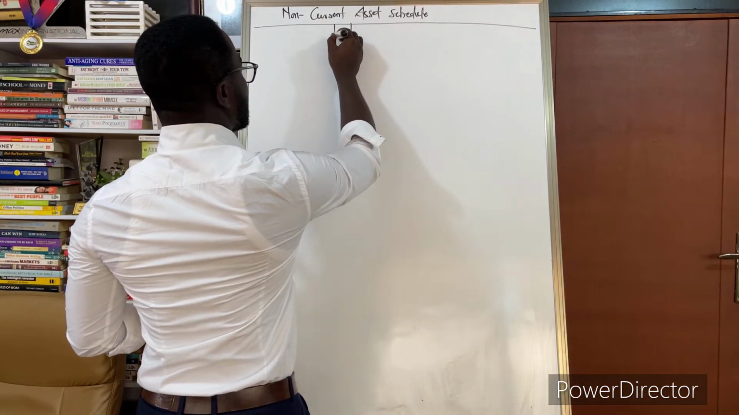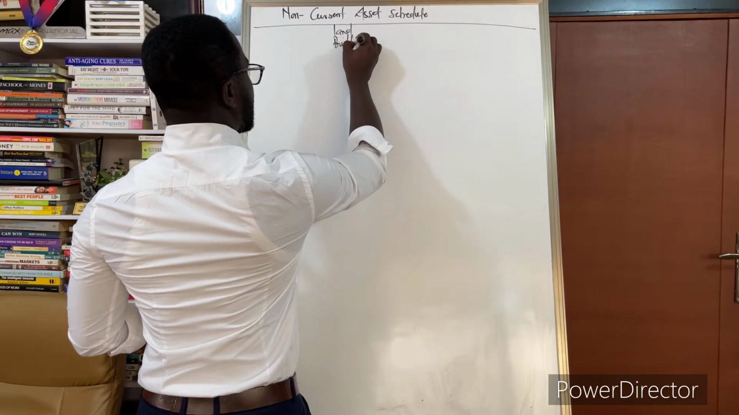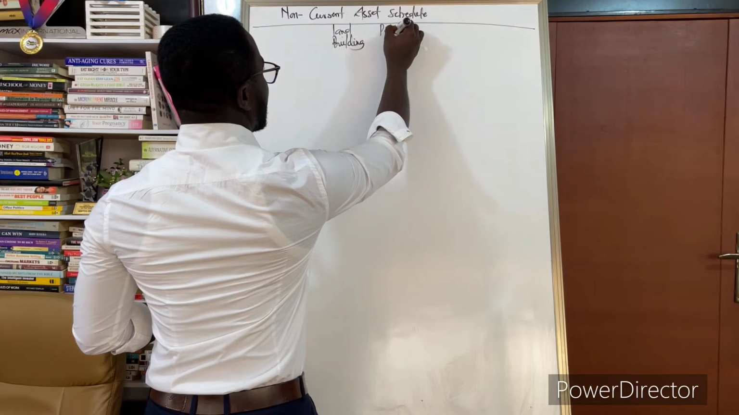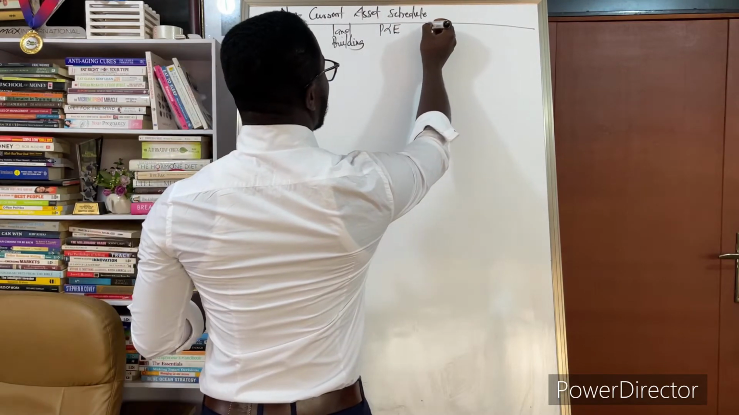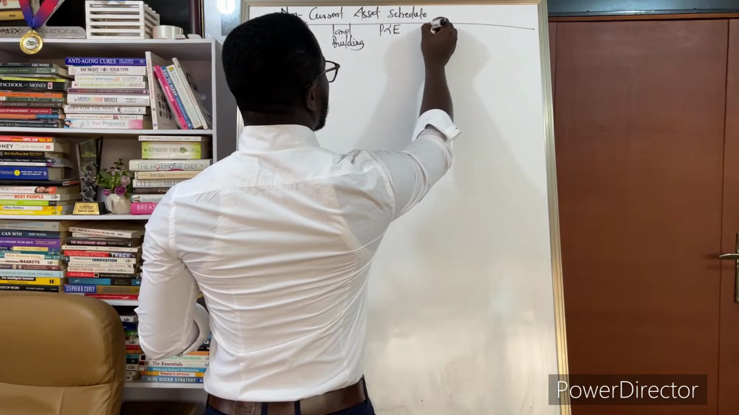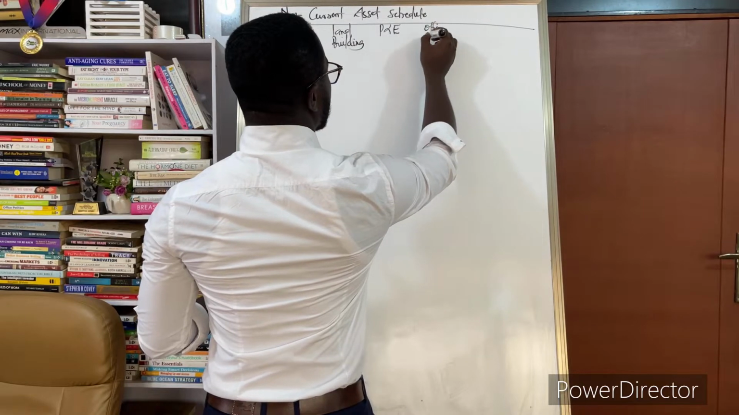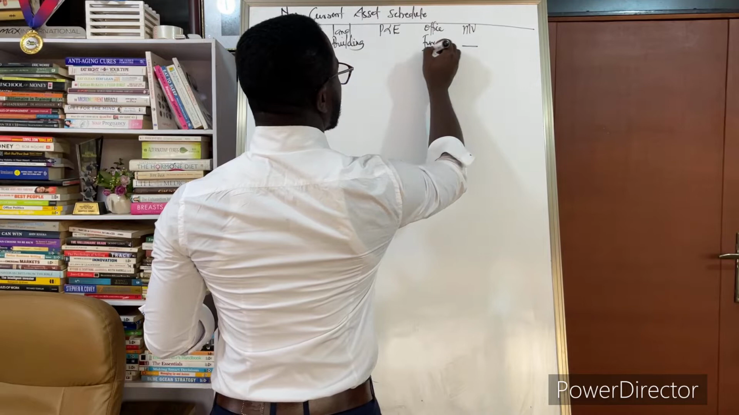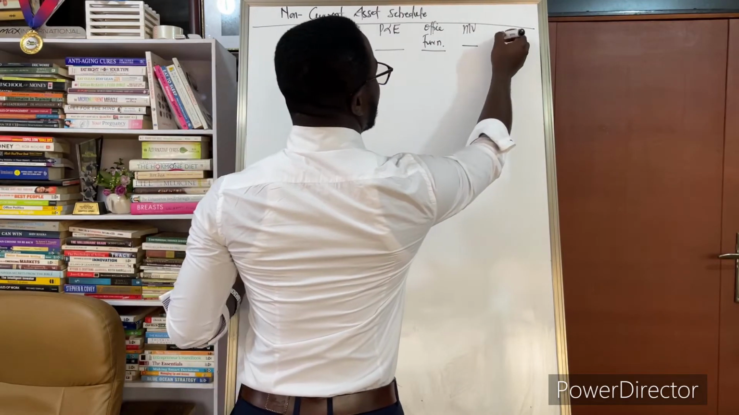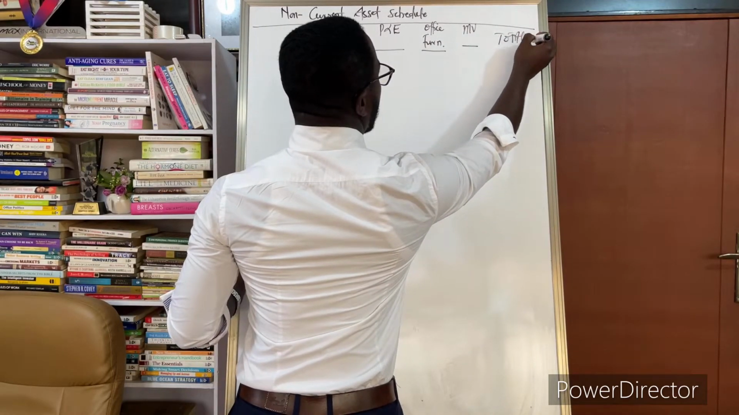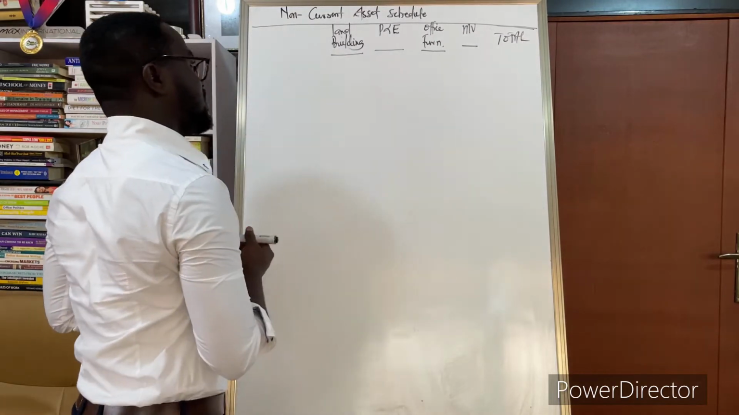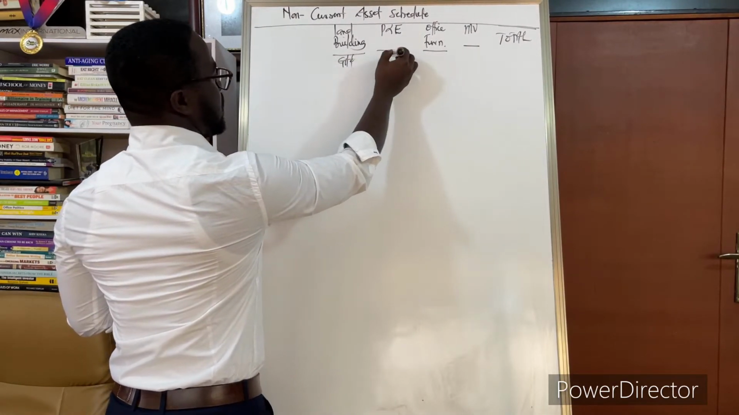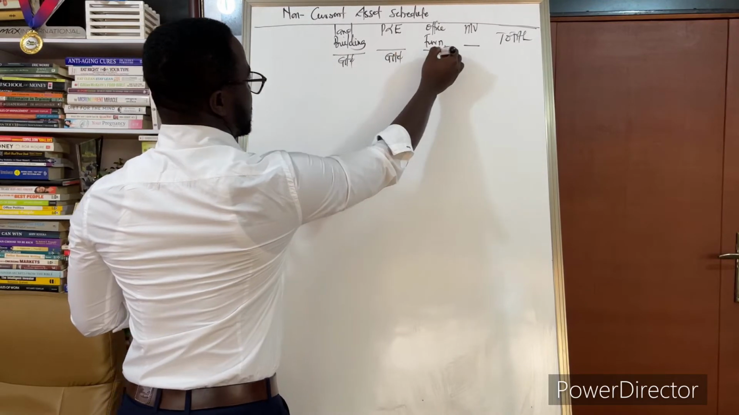Land, building. We have plant and equipment. We have office furniture. We have motor vehicle. And we have the total. They're very important. So you bring your CD sign. If there are 3 zeros, you add them.